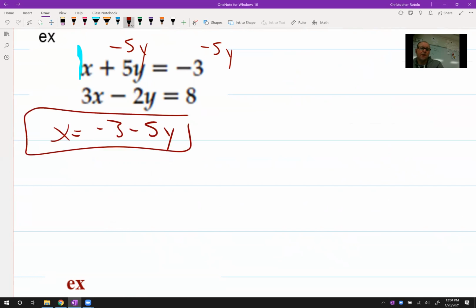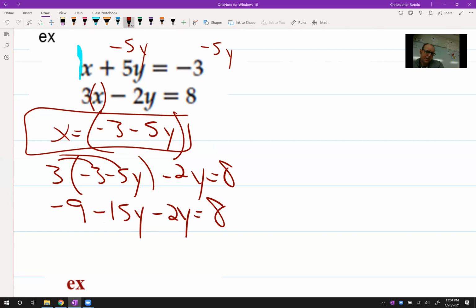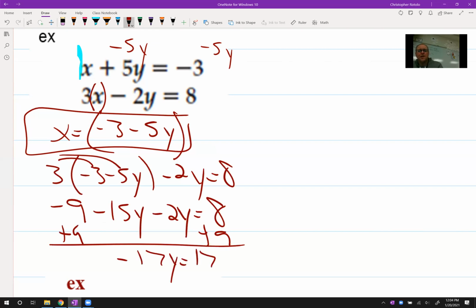That's important. And I'm going to use parentheses to show where it's going to go. Right, x is all this stuff. I know I'm doing something right because my equation right now, as I write it here, is in terms of all y's. Okay, let's distribute, see what happens here. -9 minus 15y minus 2y equals 8. All right, let's add 9. Let's get rid of that while we combine these terms. So we get -17y equals, look at that, 17. So we're going to divide by -17, and y turns out to be -1.